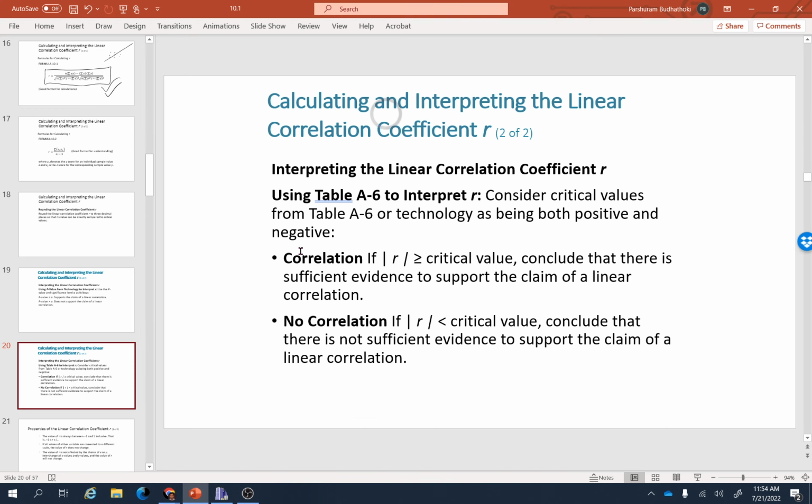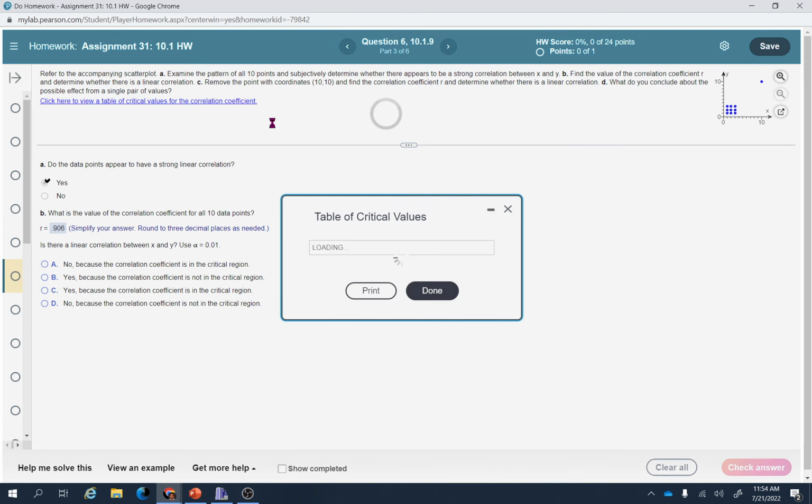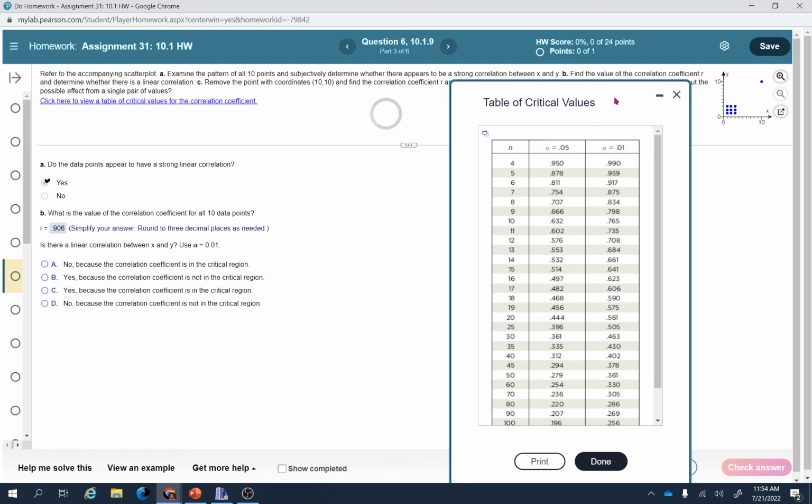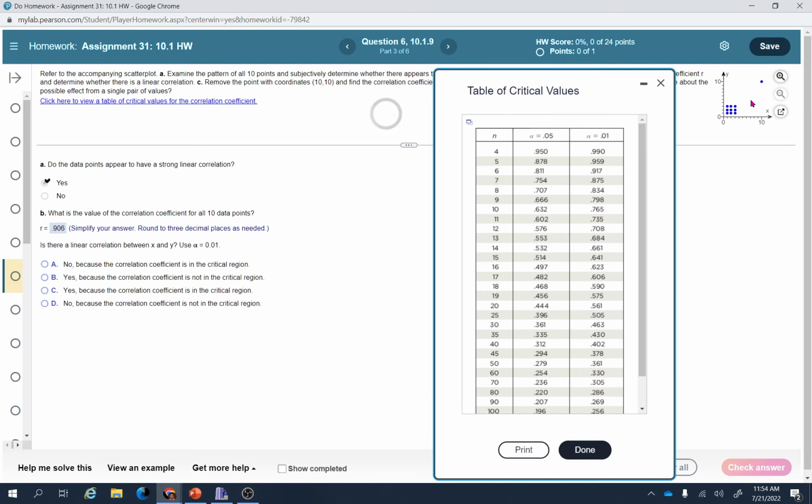As you can see here, there is a correlation if the absolute value of r is greater than or equal to the critical value. So how do you find the critical value? We can use the table provided here for finding the critical value for this alpha and this number of items. If you click here, it gives you the table for the critical value. In this case, the size of the data is 10. There are 10 data, so n equals 10.